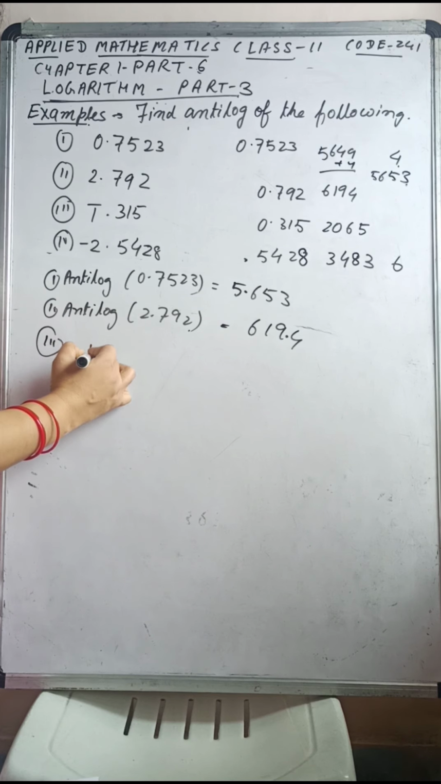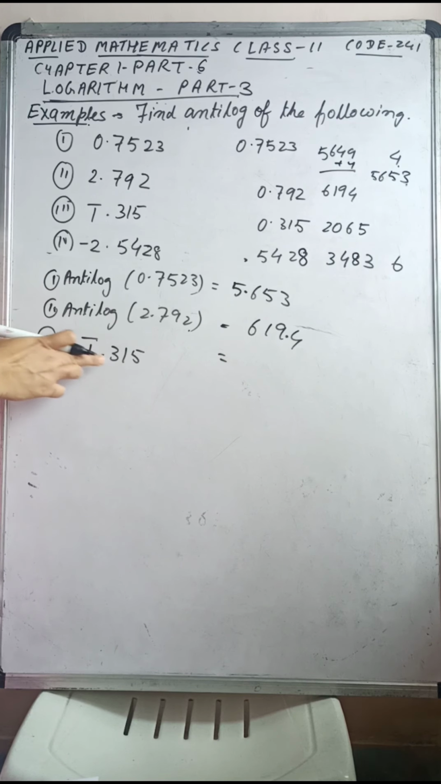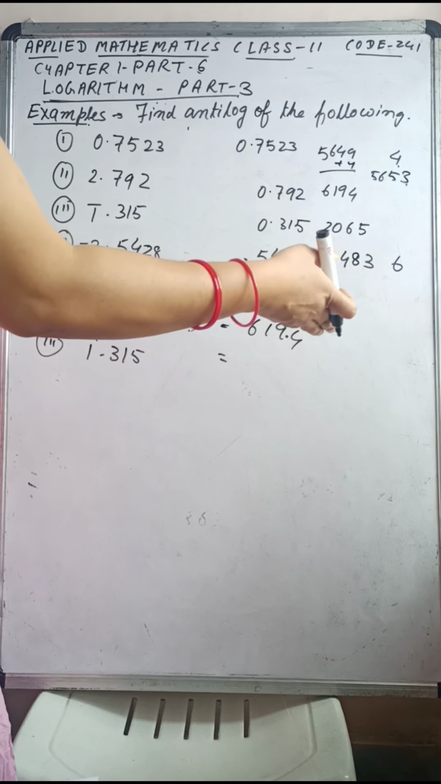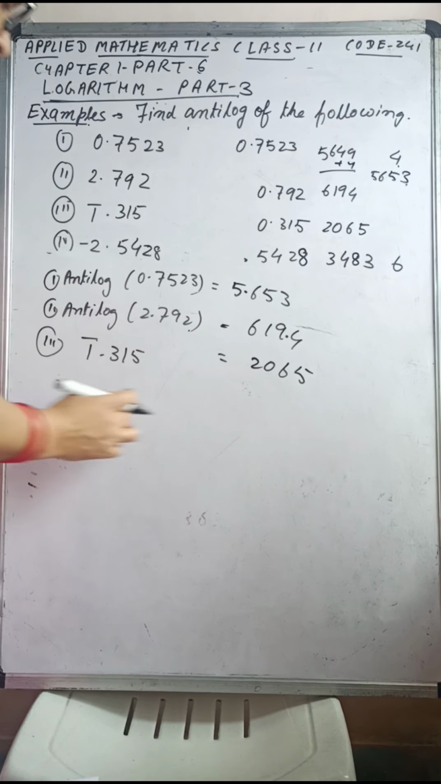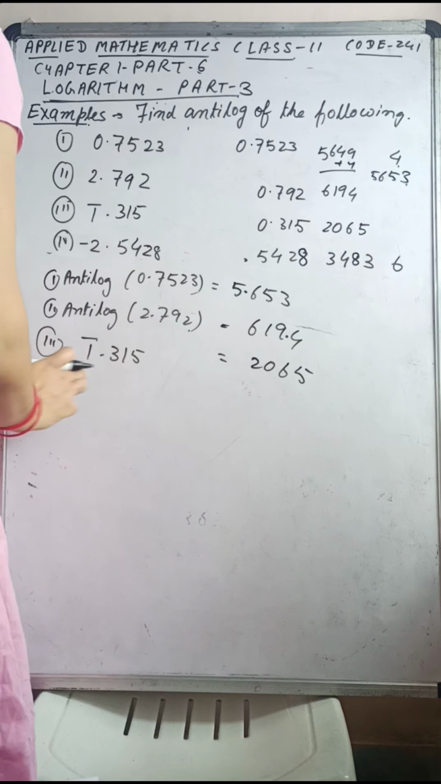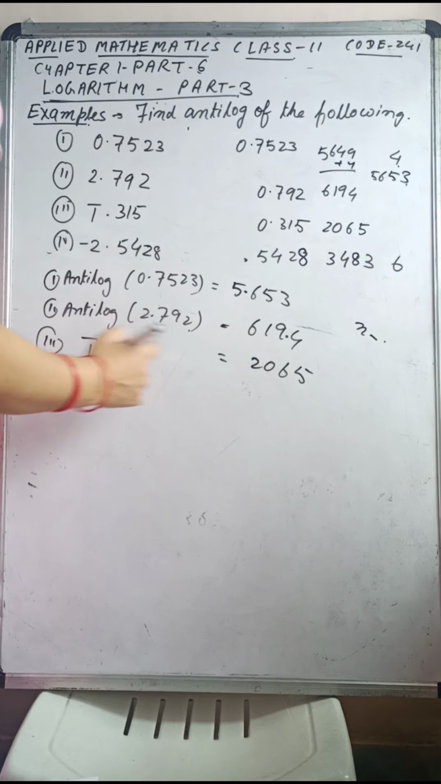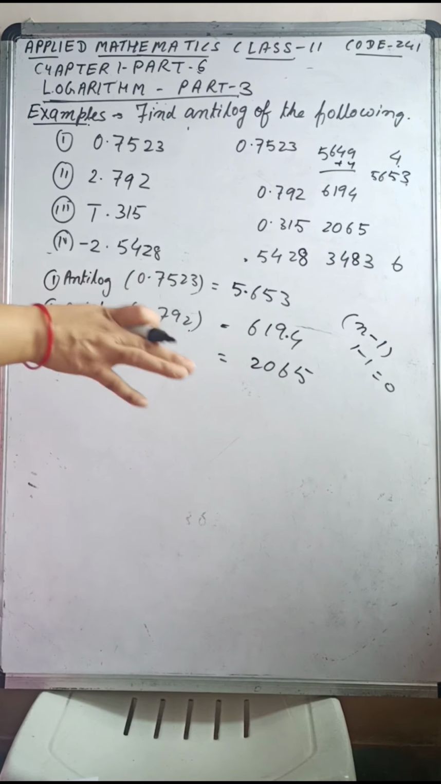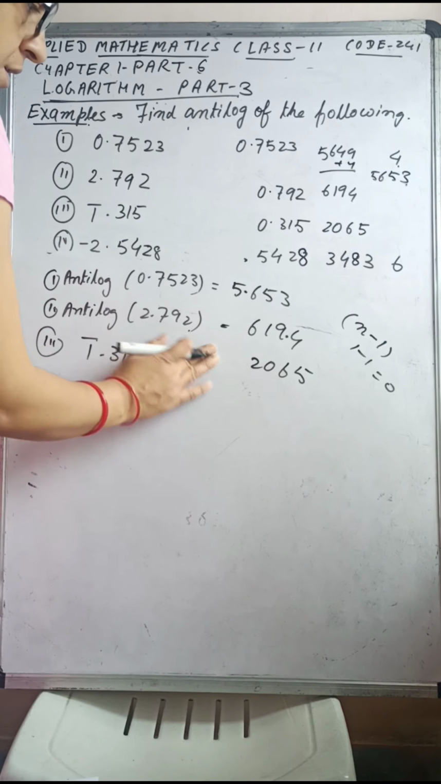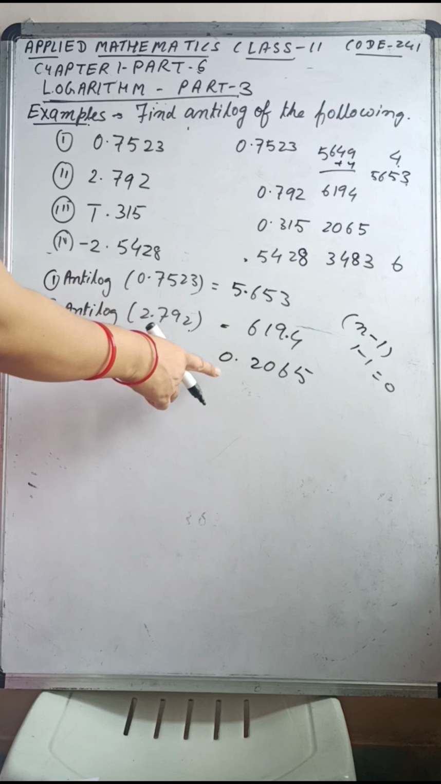Number 3. 1 bar .315. So obviously 1 bar means the characteristic is negative but the mantissa part is positive. So 0.31. Along the row 0.31 under the column 5, the value is 2065. Now the characteristic is minus 1. So over here n is negative. So we will be putting n minus 1 zeros. Over here n is 1. So n minus 1, that is 1 minus 1, that is 0. So we will not be putting any 0 after the decimal. So its value will be 0.2065 only. I think you understand.